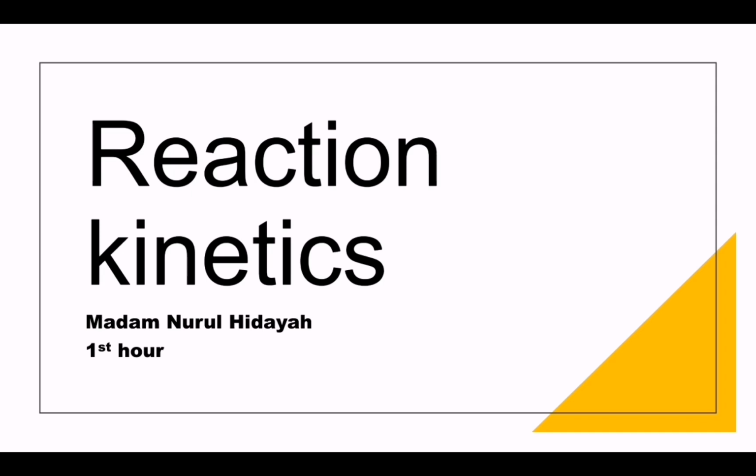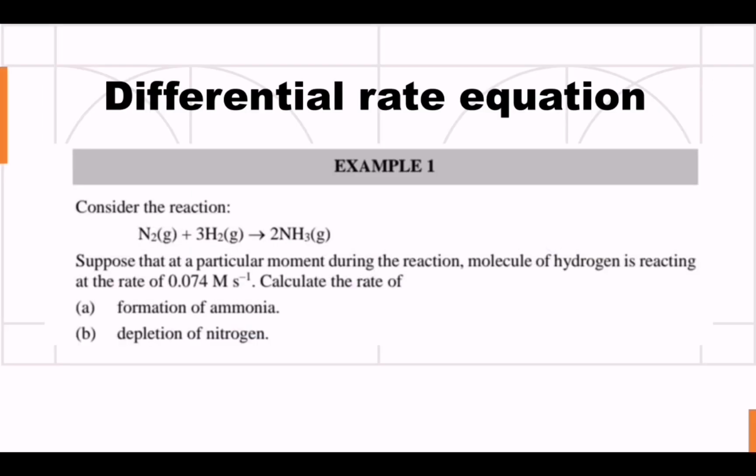This is the first part of reaction kinetics. In this video, I will explain how to find the rate of reaction of a reactant or product and also how to determine the order of a reaction. Now let's look at the first one, differential rate equation. Example 1. This example is given in your module.